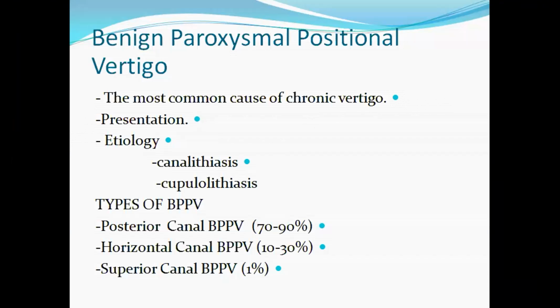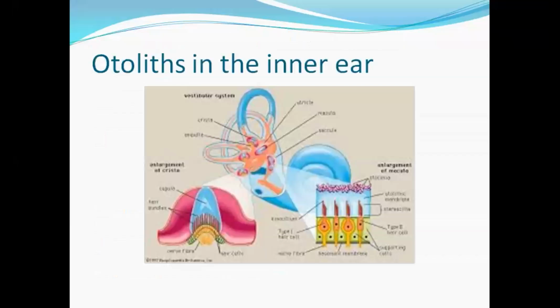The etiology. I will show you the cause of BPV. This is the anatomy of the inner ear. You can see the structures of the inner ear, the utricle and the saccule. These are the otolith organs and the 3 semicircular canals. These are the vestibular organs in the inner ear.